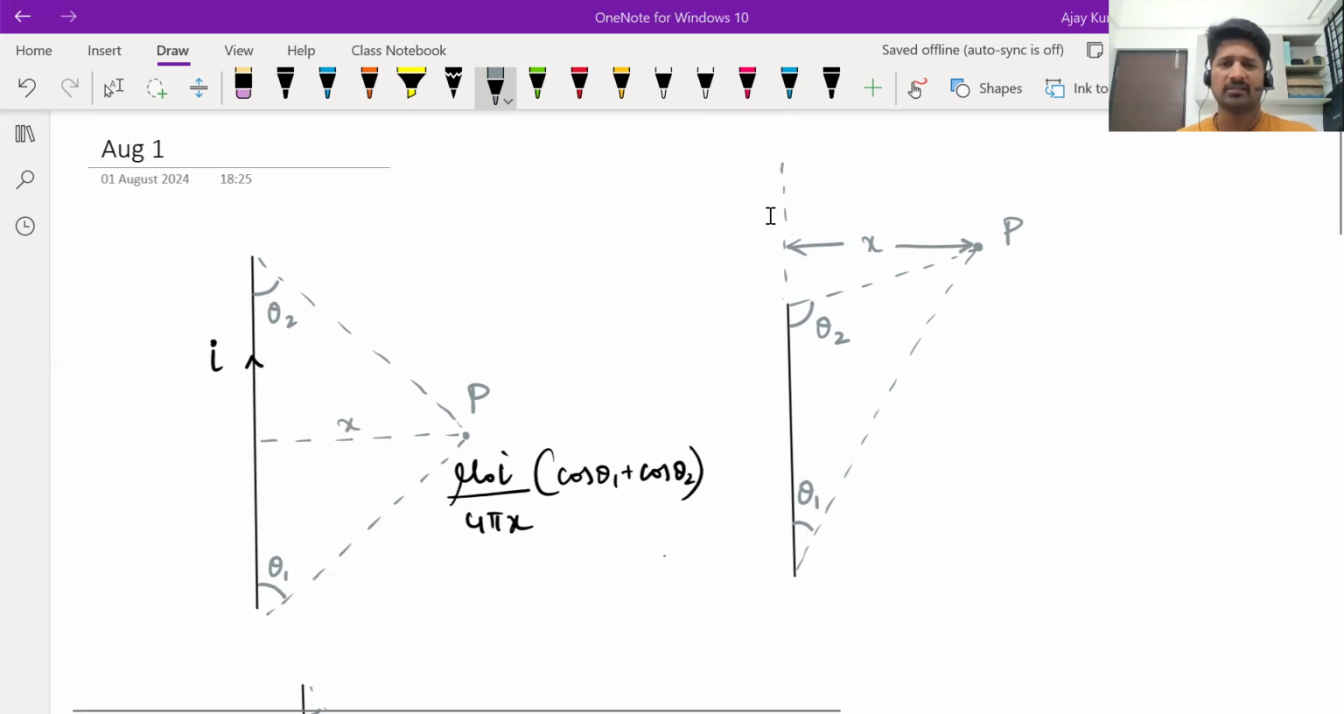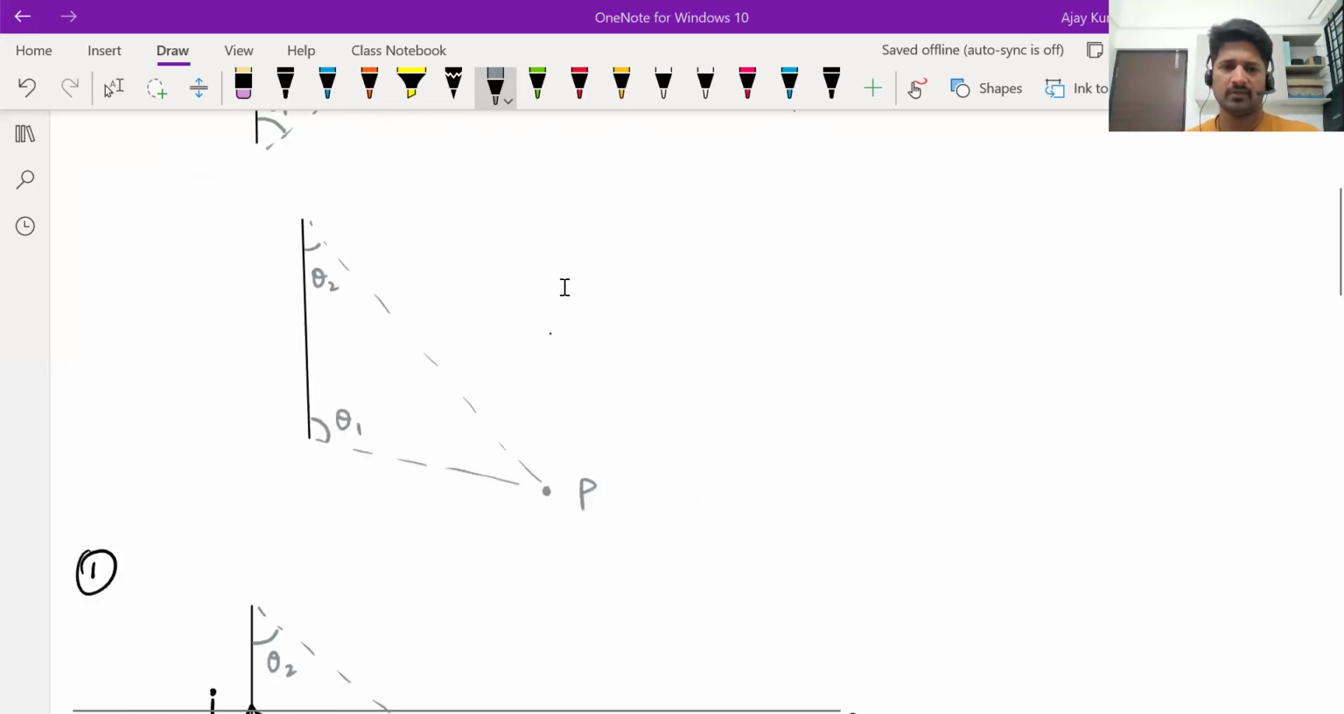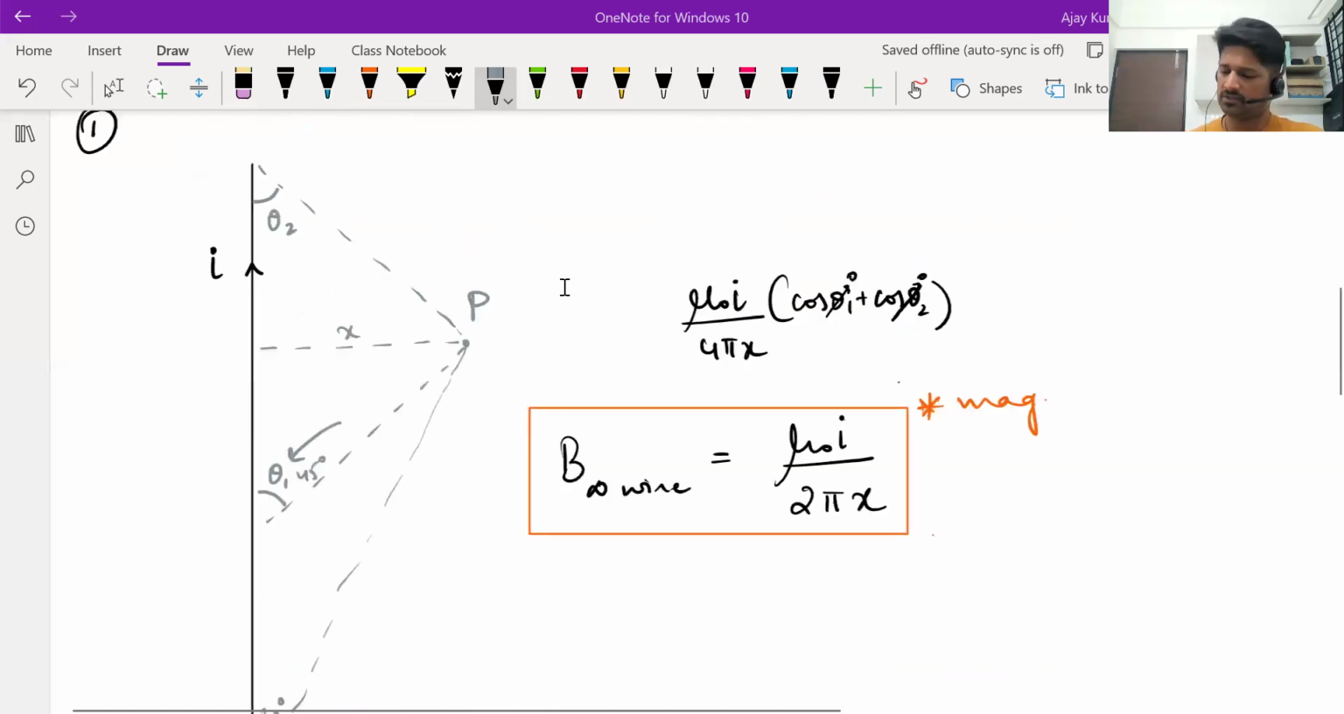Manasa, we are just discussing some applications of the formula that we derived in the last class: magnetic field due to a straight finite wire. We extended it to an infinite wire and we got this formula.